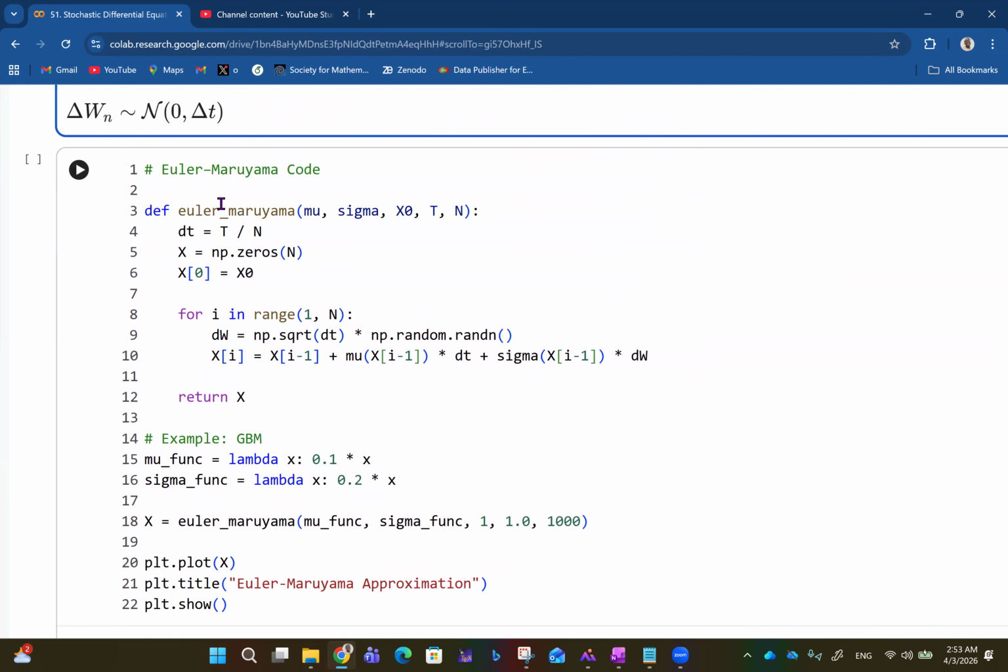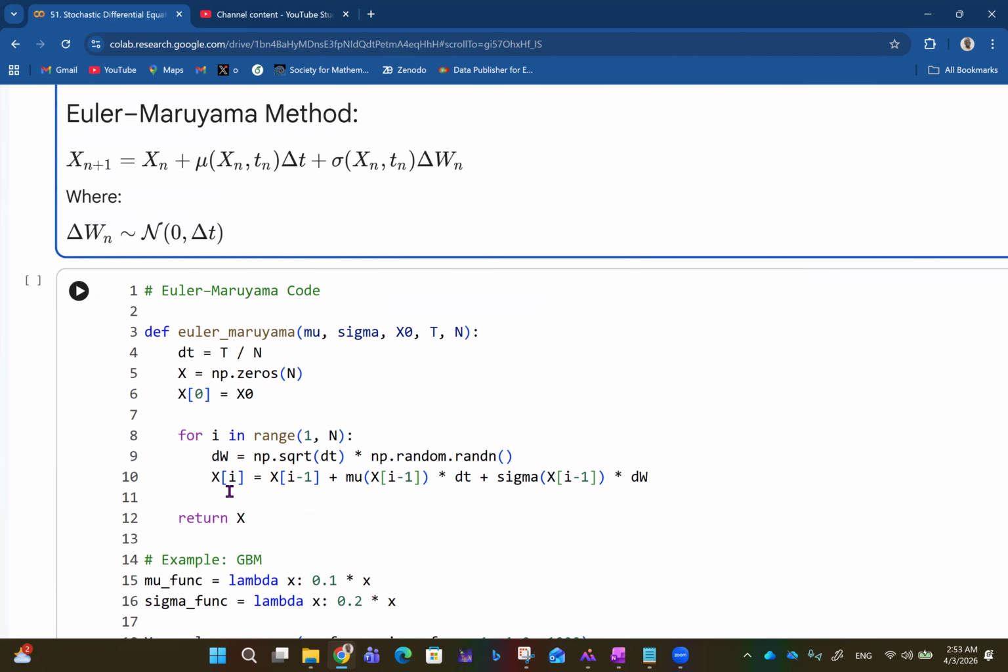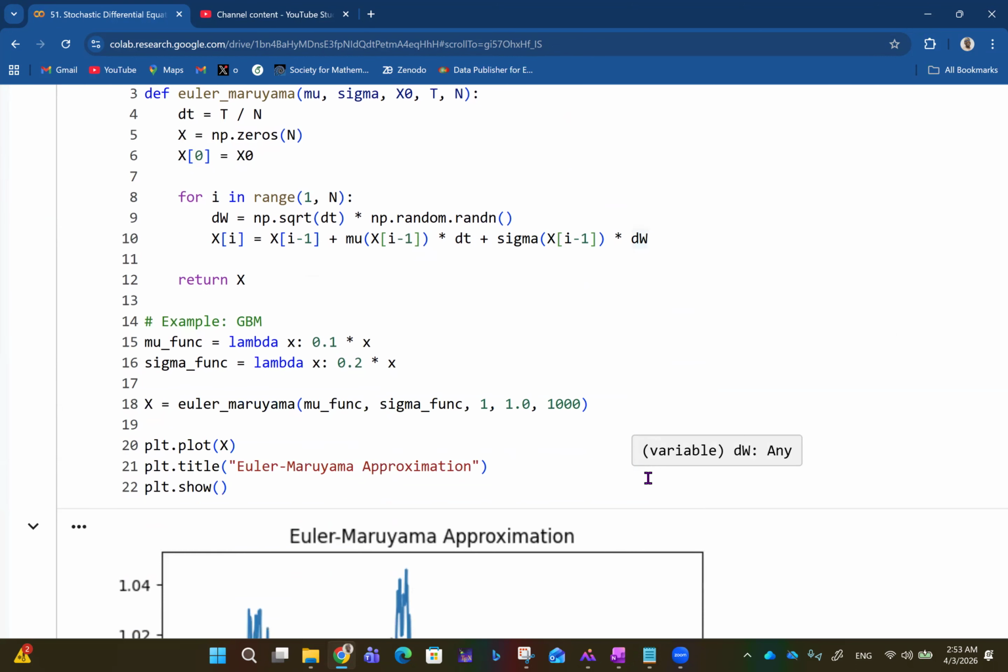You just define dt as T over N, x as zeros, that's a kind of initialization. Then you define the function called Euler-Maruyama that takes mu, sigma, x_0, T and N. You have all of that here, and you have dW defined here, where x_i will now be defined according to what the formula looks like. So x_i is x_{i-1} plus mu(x_{i-1}) times the change in time plus sigma(x_{i-1}) times dW.